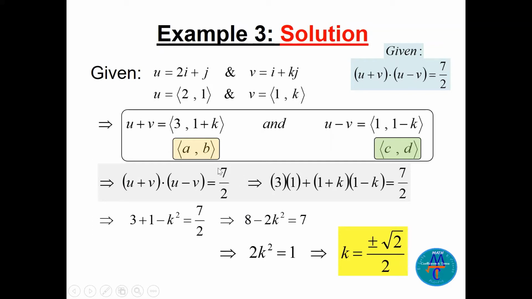So it will be 3 times the 1 plus (1 plus k) times (1 minus k) is equal to 7 over 2. So this is 3, and this is the difference between two squares. 1 minus k squared is equal to 7 over 2. 3 plus 1 is 4. Let's multiply by 2 on both sides of the equation. So that will be 8 minus 2k squared is equal to 7. So 2k squared, take it on the other side, bring 7 on this side, is equal to 1. So k squared will be half. Now k will be plus or minus square root of 2 divided by 2.